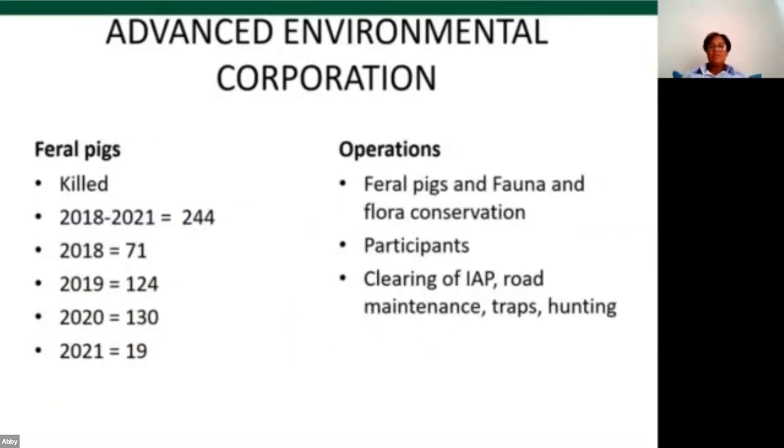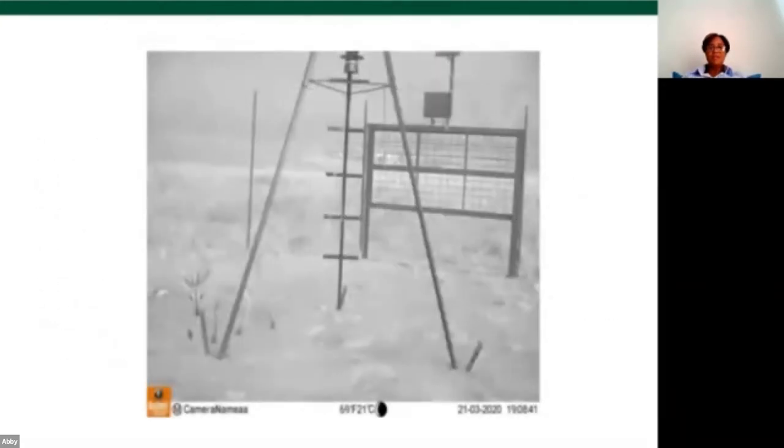Then Advanced Environmental Corporation is the other service provider that is responsible for the eradication of the feral pigs in the Rebecca Steel Sauron and a full flow dam area in the Western Cape. They are also responsible for the fauna and flora conservation in the area. Since 2018, they have eradicated 244 feral pigs.